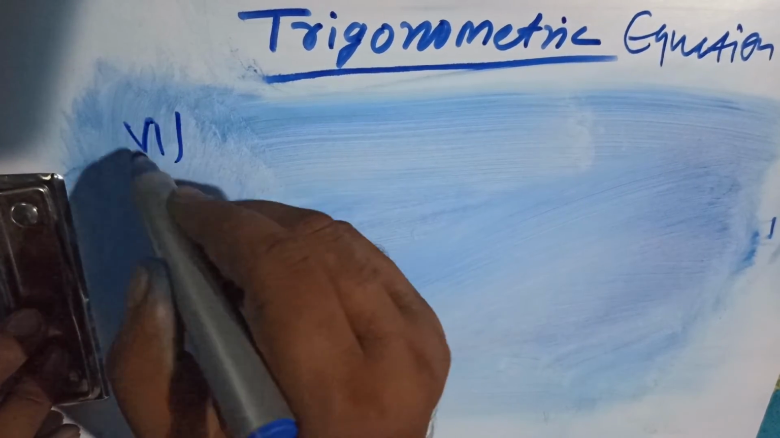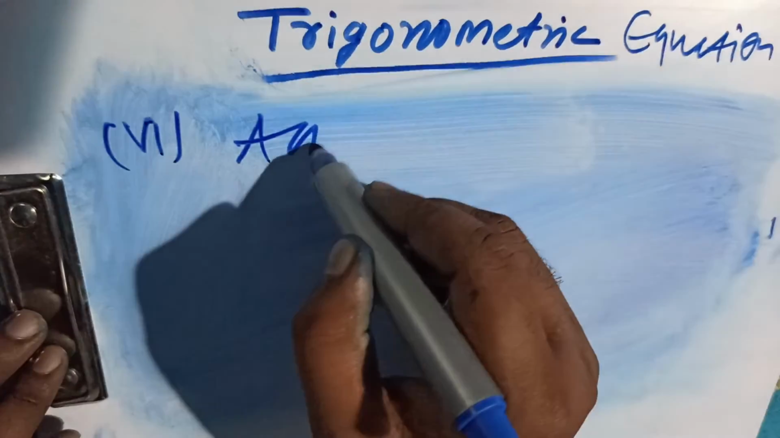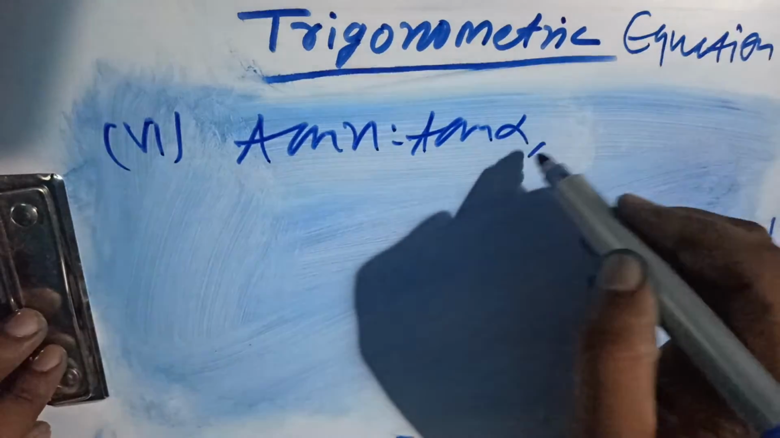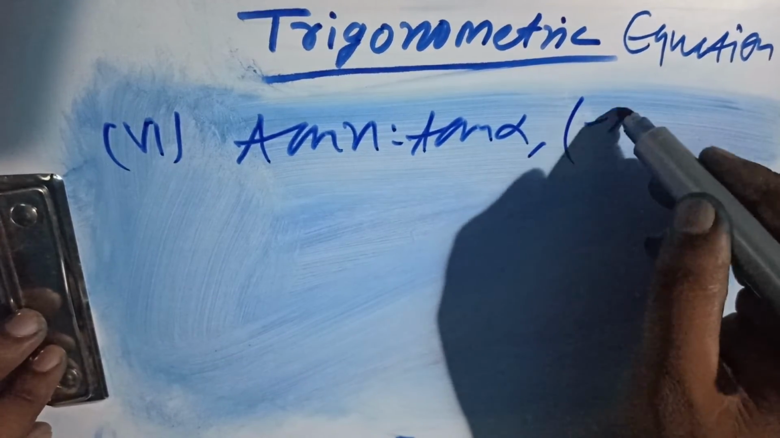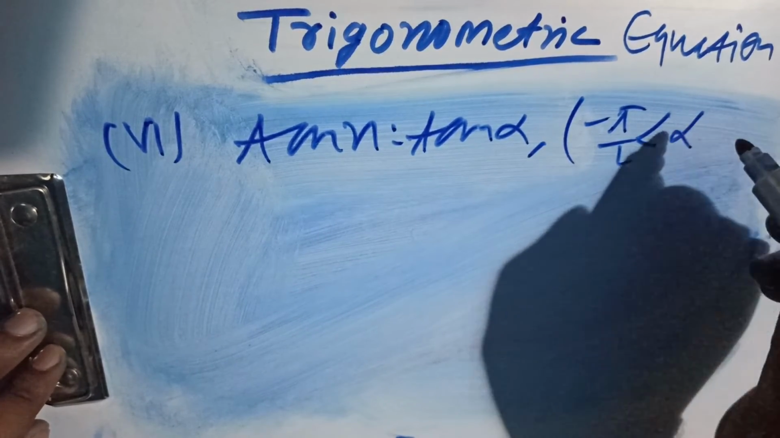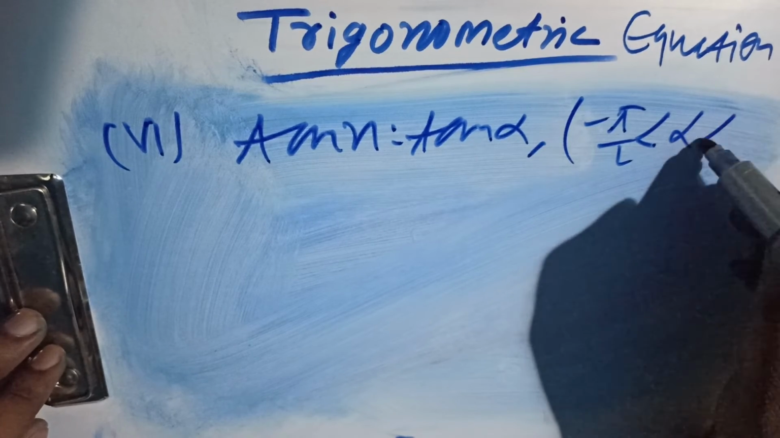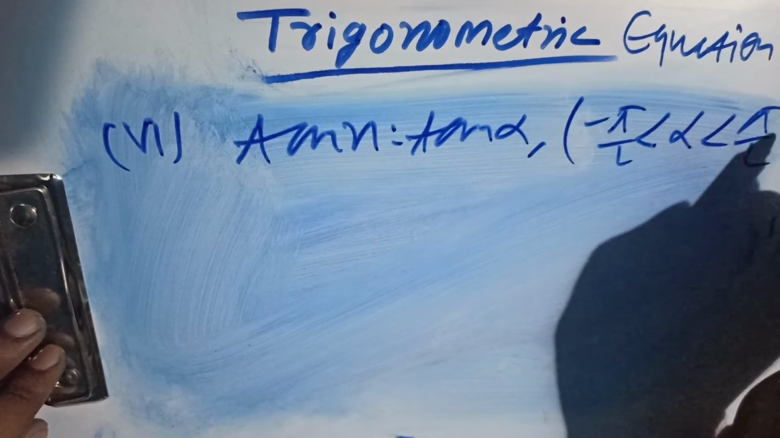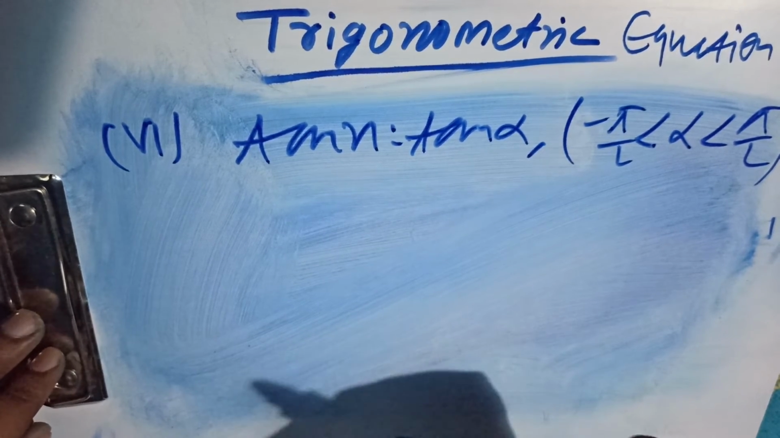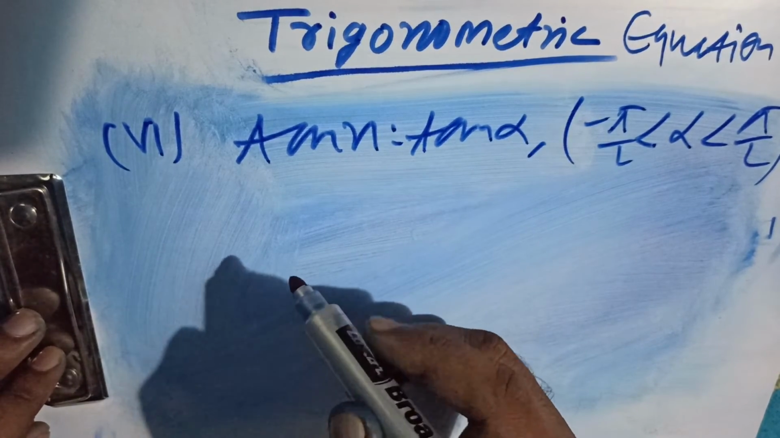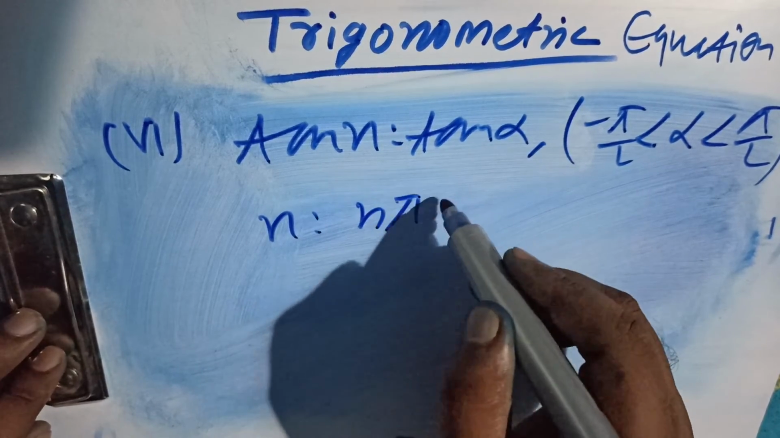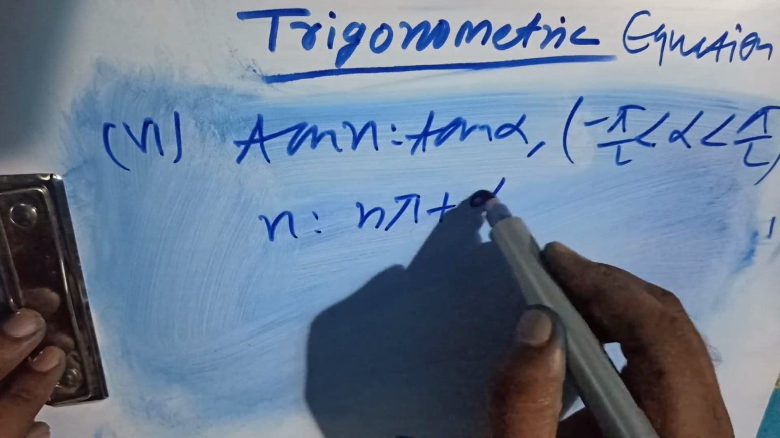Formula number 6. In case of tan x equal to tan alpha, alpha should be minus pi by 2 less than alpha less than pi by 2, so alpha should be between minus pi by 2 and pi by 2. Then x equal to n pi plus alpha.